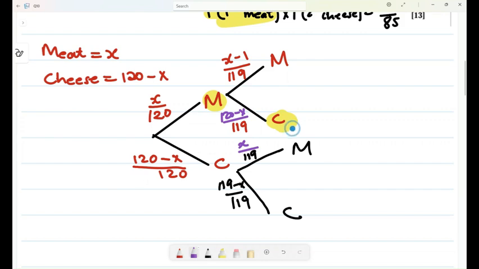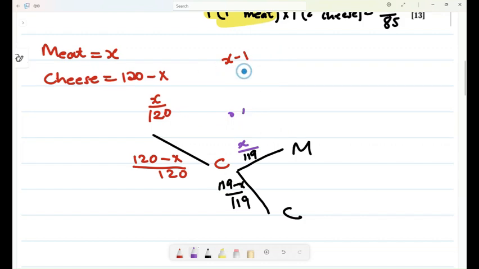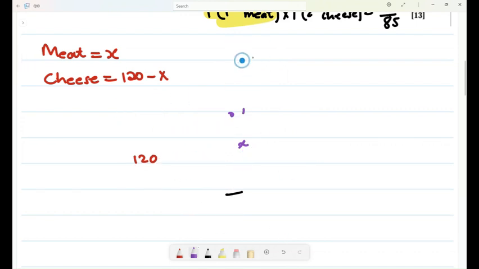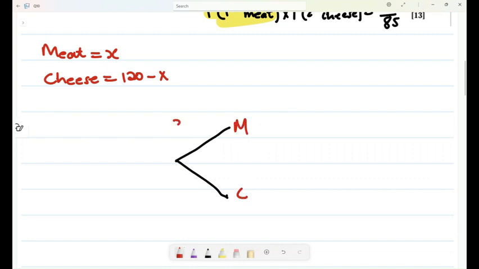Now, can I just start over? Let me just start over this so that you understand better. I'm going to repeat this now with a better understanding, right? Meat and cheese. Now the probability that it is meat is x divided by 120, right? The probability that it is cheese is 120 minus x divided by 120.